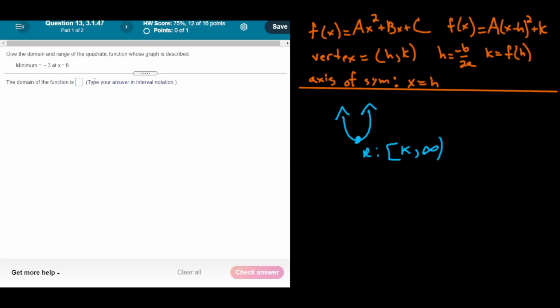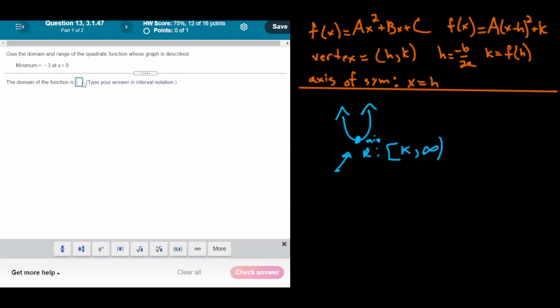Give the domain and range again. Okay, the minimum is negative 3, and the x, which is your h, is x. Did they tell us whether it opens up or down? Oh, they did say it was a minimum. So to be a minimum is just like this guy here, the right side of parabola, right? Isn't that a min? Because it has a floor. Remember, this is a ceiling, that's your max. This has a floor, so that's your min. Okay, so we already know the way the graph is going to look.